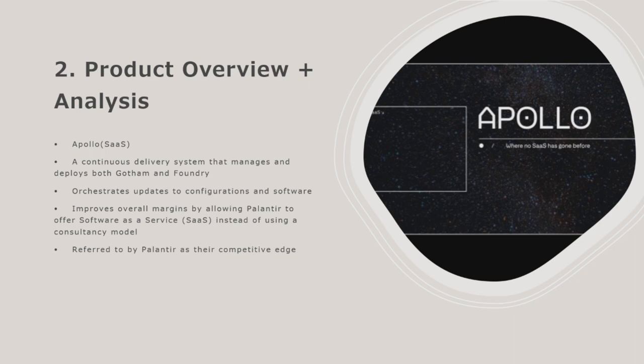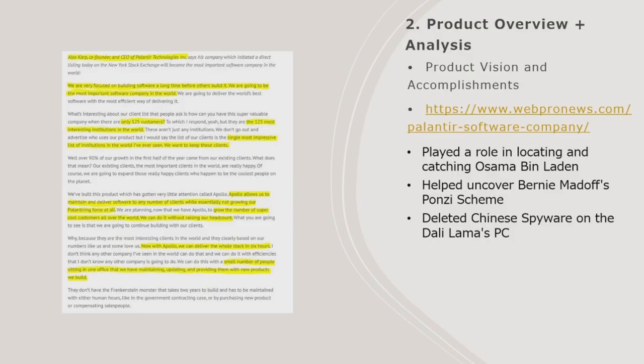This orchestrates updates to configurations and software and improves overall margins by allowing Palantir to offer software as a service, or SaaS, instead of using a consultancy model. This is referred to by Palantir's management as their competitive edge, what sets them apart from their competition.